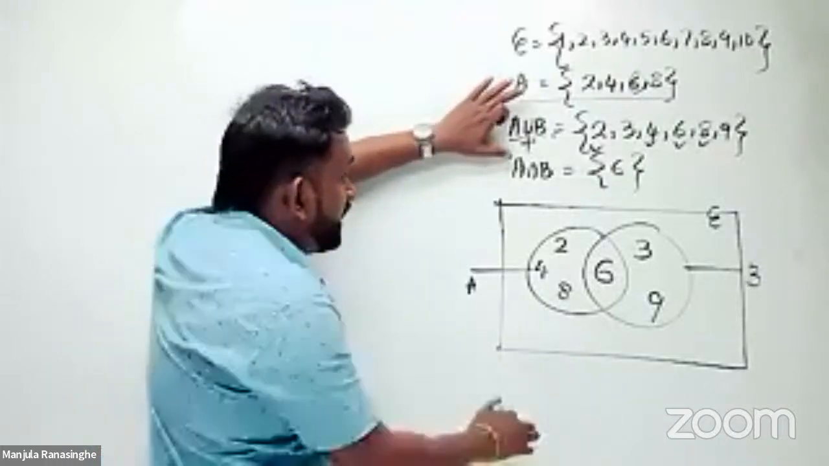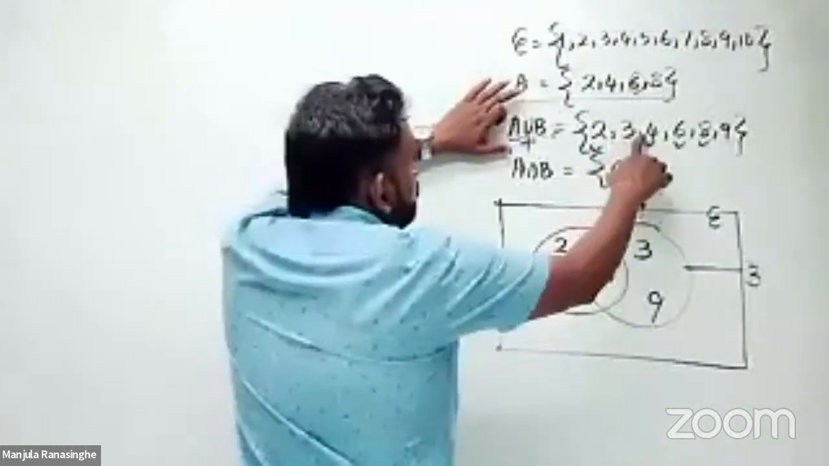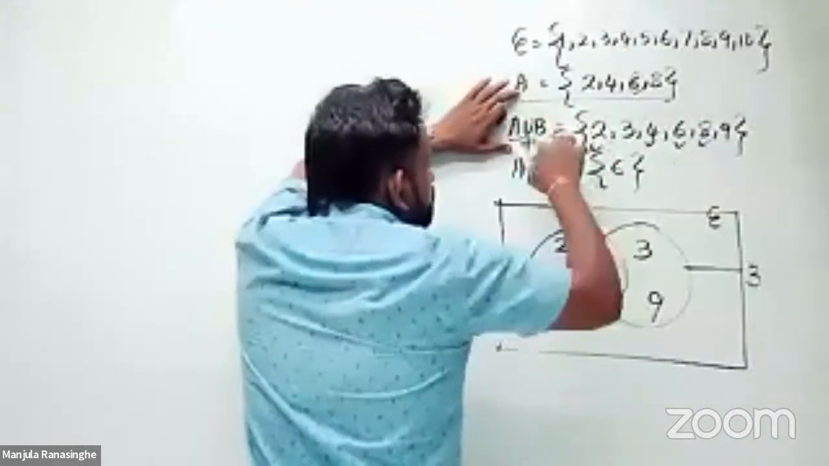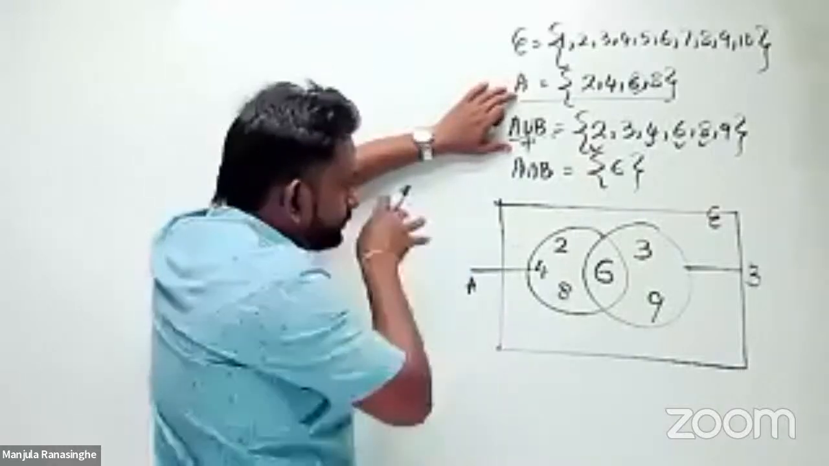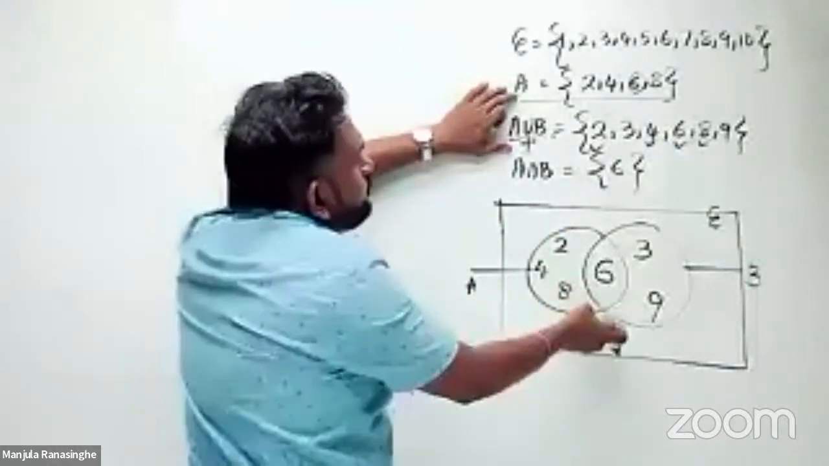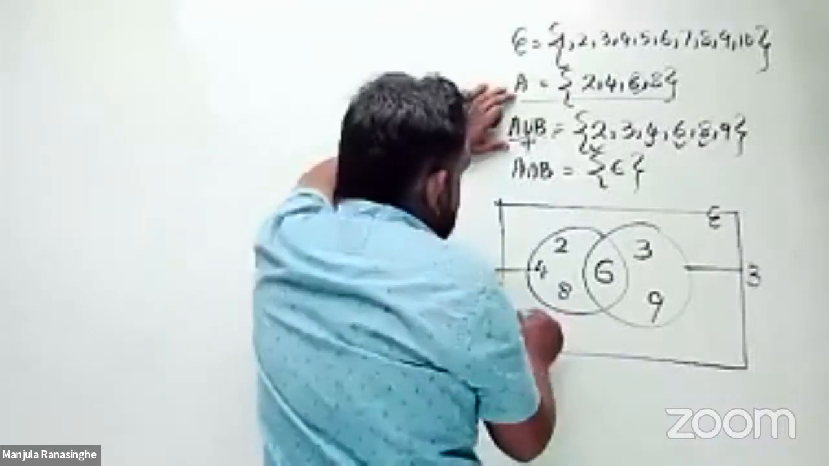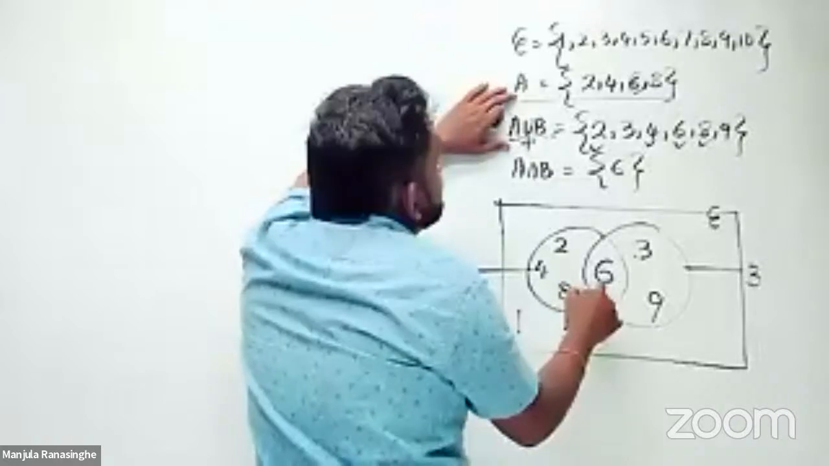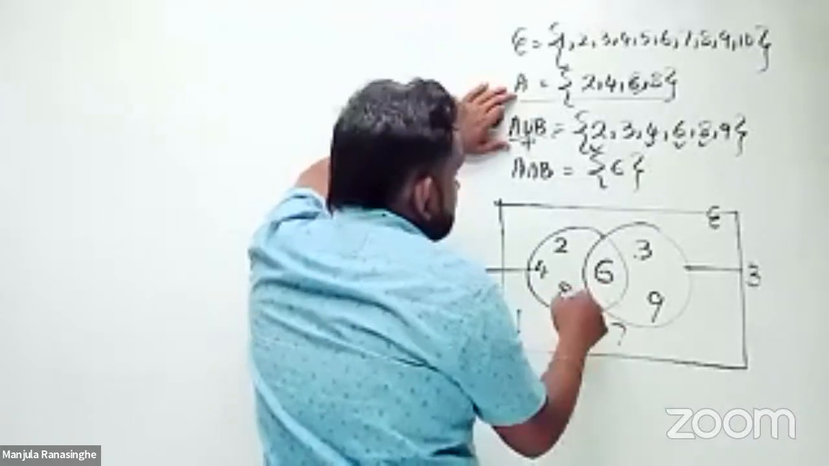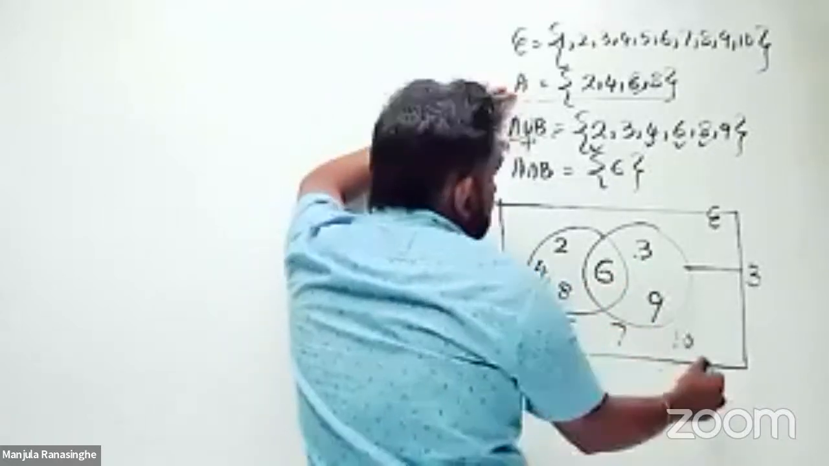Okay. So for A, it is given these elements. Then from the A union B, the balance should be the B elements 3, 9. Then the rest should be outside. So 1 should be there, 5, 7, and 10 should be there. So these are the elements.